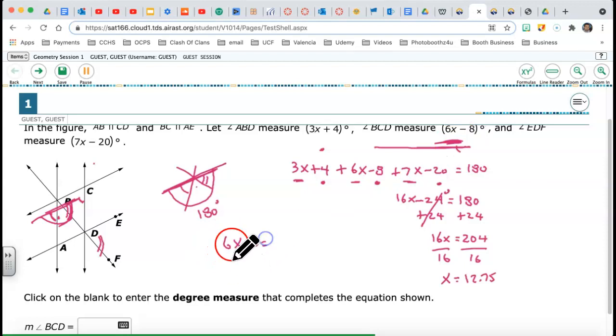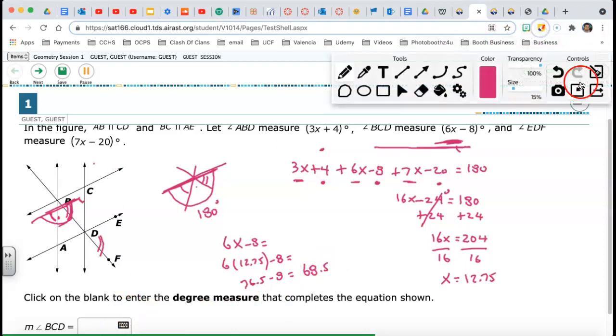6x minus 8. 6 times 12.75 minus 8. All right, I put this in the calculator. 12.75 times 6 gives me 76.5, minus 8 is going to give me 68.5.